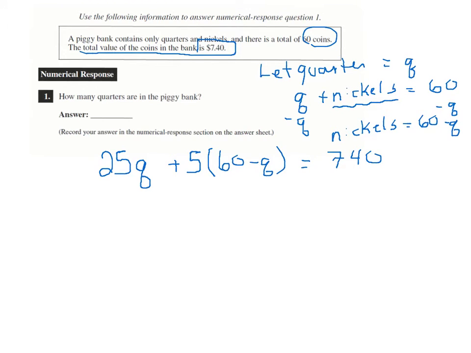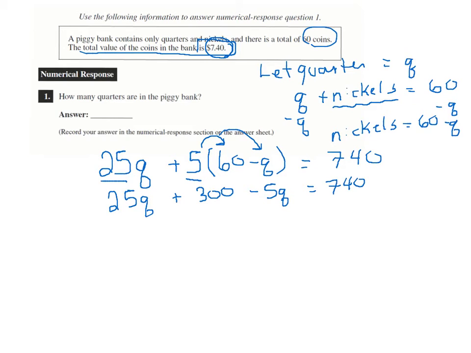I have converted $7.40 into pennies since I'm dealing with pennies here and here. I'll now use the distributive property and rewrite this equation as 25Q plus 300 minus 5Q, and that has to give me 740. I will combine my like terms of my Q's to get 20Q plus 300 to give me 740.